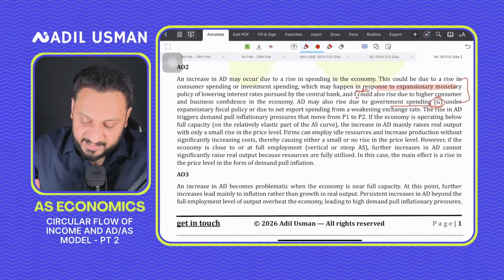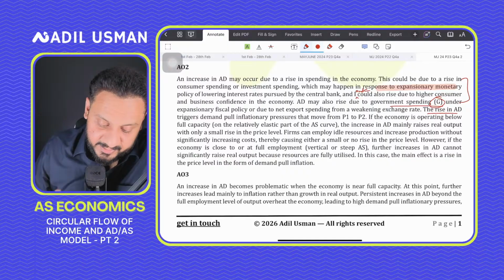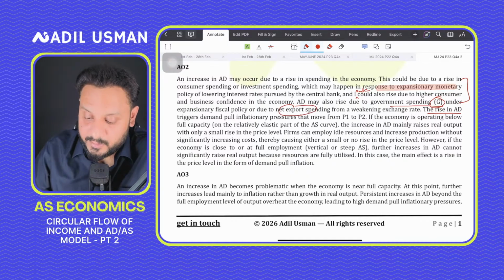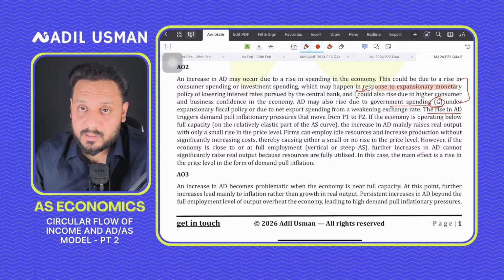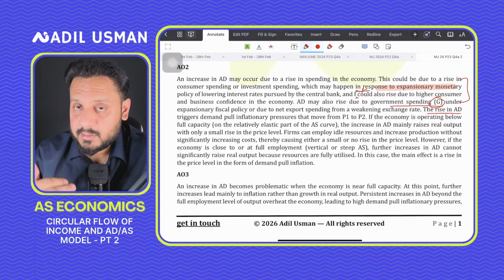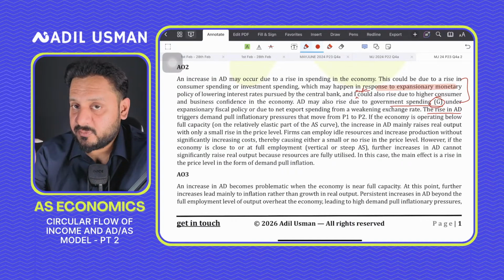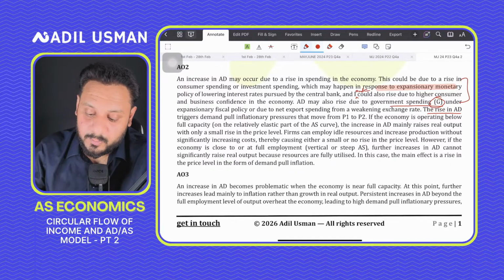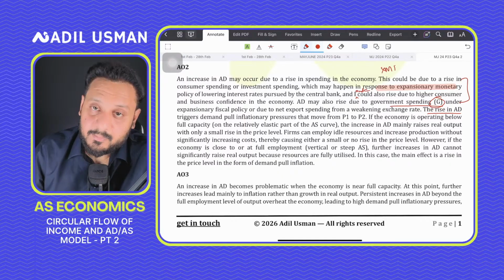So then you say that this rise in AD, or maybe if let's say you are writing a net export spending बढ़ी है, net export spending could go up because the exchange rate weakens, your currency depreciates. A currency depreciation causes a rise in export spending, export revenues, and a fall in import expenditures. So net exports, that is X minus M, goes up and AD goes up.